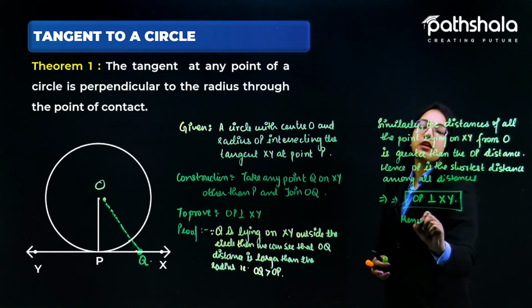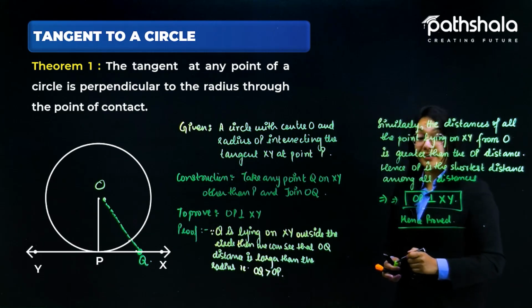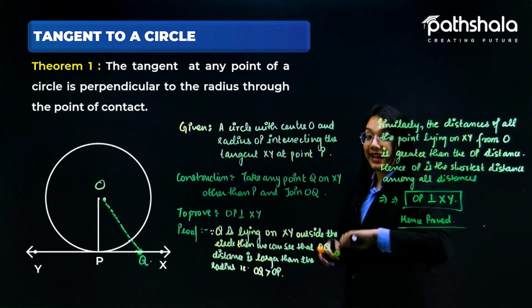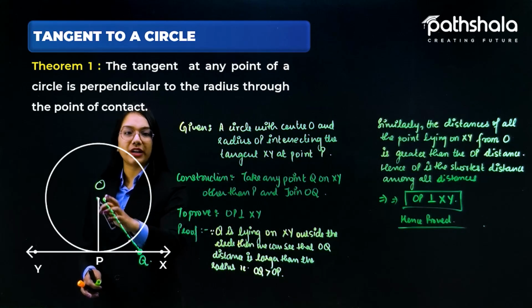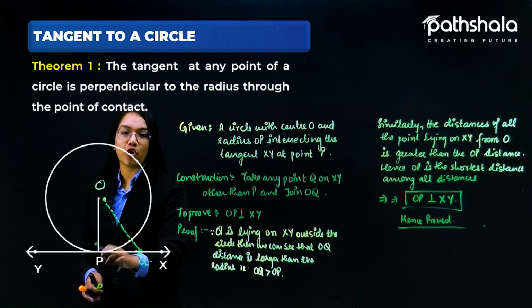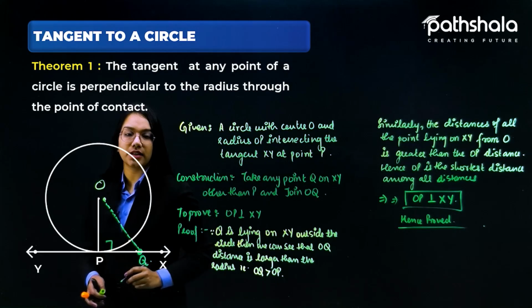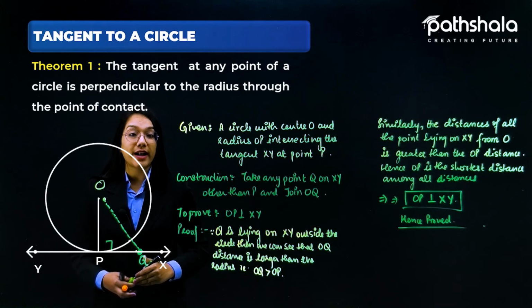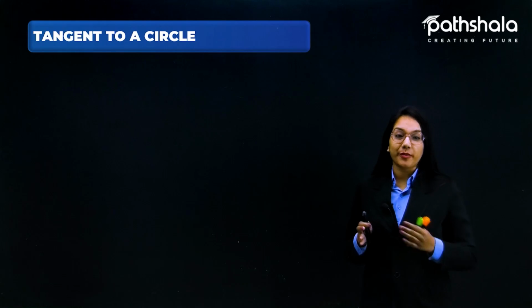So this is the proof of this theorem, that the tangent at any point of the circle is always perpendicular to the radius through the point of contact. Since this is the point of contact, this is perpendicular, that is, an angle of 90 degrees. Now let's see the remarks related to the previous theorem.